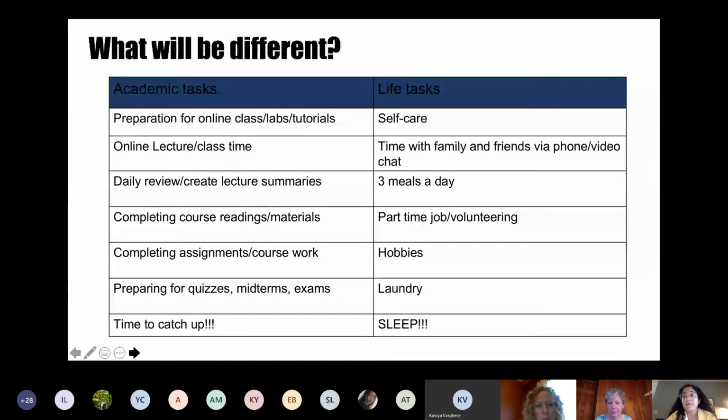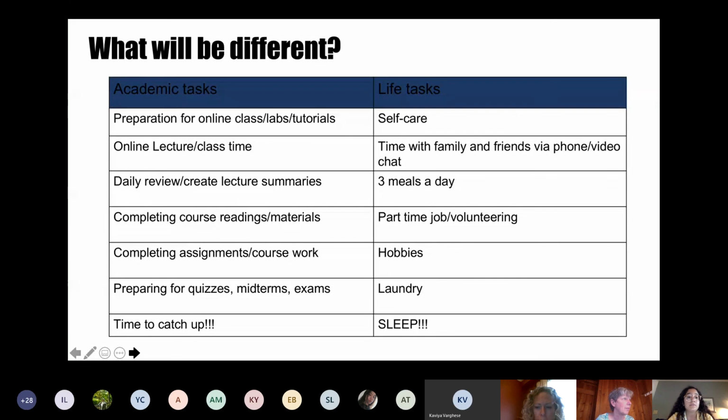There are a couple of things that are going to be different coming into university. Academic-wise, we'll have to prepare for our online classes, labs and tutorials, online lectures and class time. As we already mentioned, the classes aren't going to be specific time slots, like everyone at 9 a.m. It'll be pre-recorded lectures that everyone can watch at times that are convenient for them.